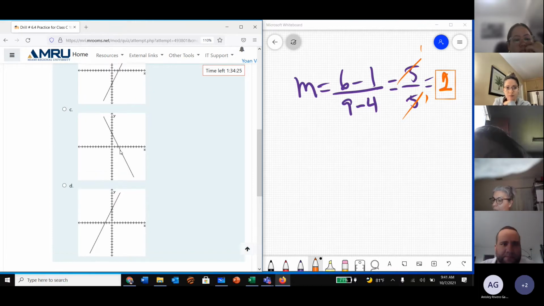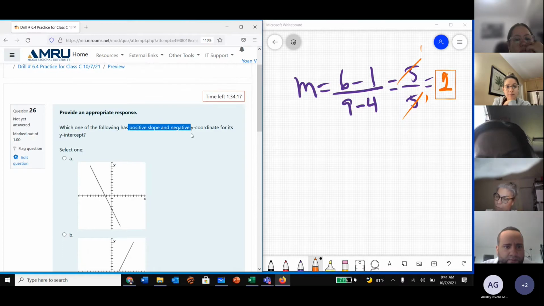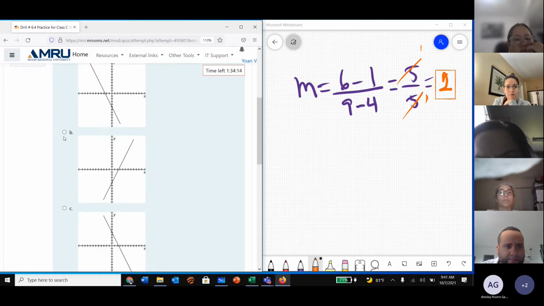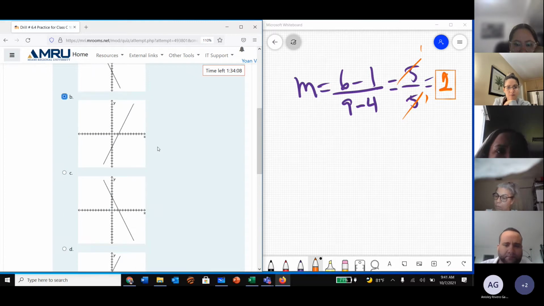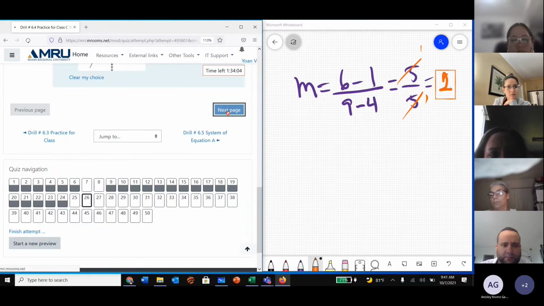And then the question said, which has positive slope and negative y intersection? B. It is B. Everyone agree? Yes. Okay, next question.